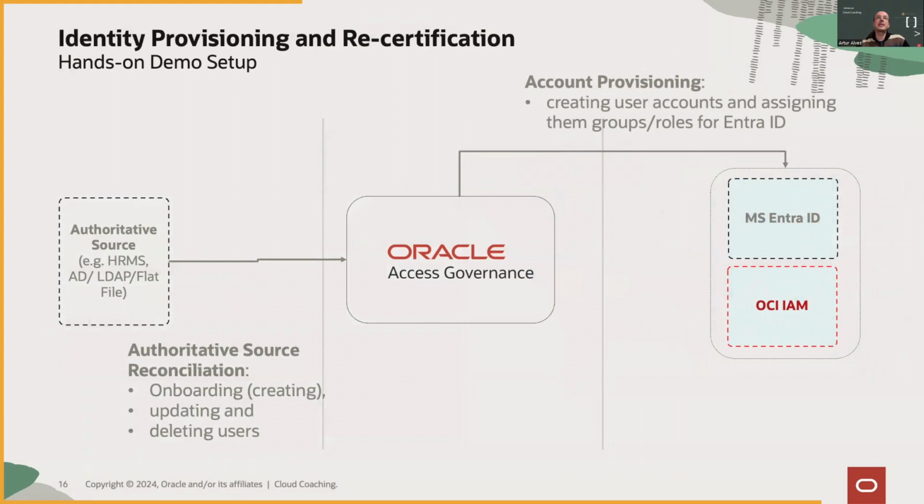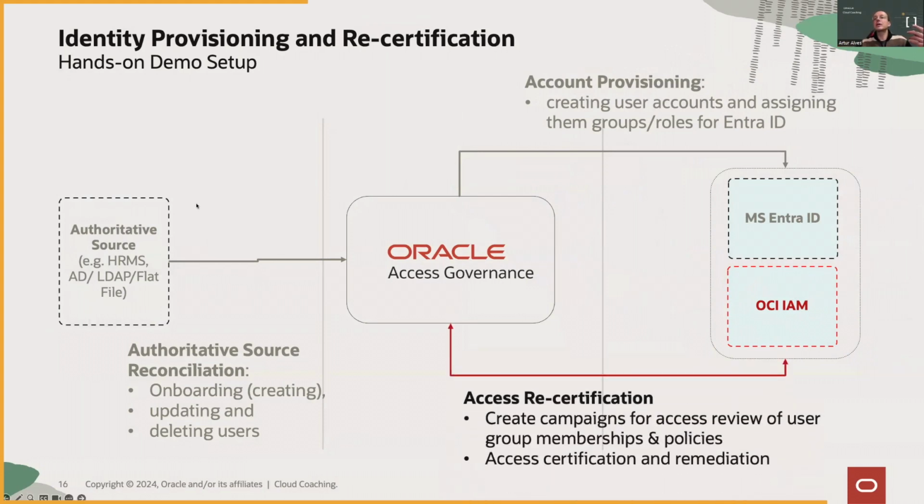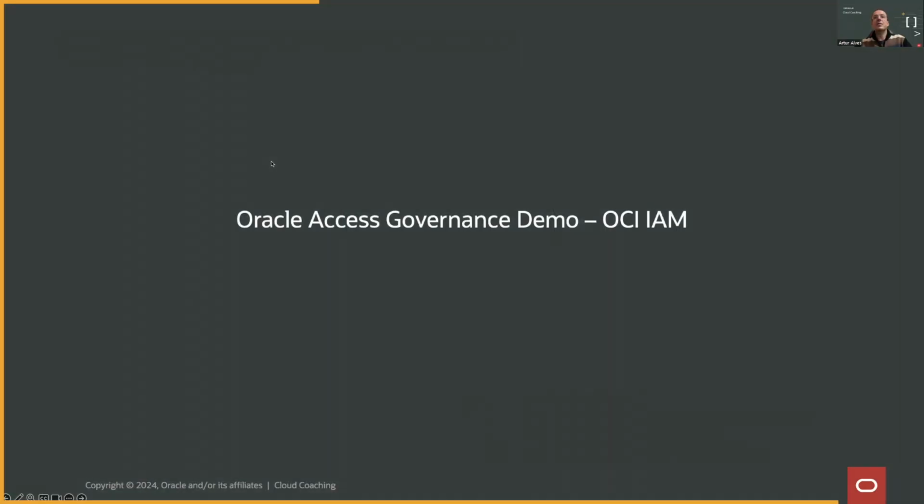So about the demo that I have prepared. Very similarly to what Sandeep has shown, I'd like to show some details on how it works with OCI. The idea is to show you access recertification on OCI, so that you can create an access review campaign, inspect the user group memberships and policy details, do some remediation actions on top of that, and see the end result back on OCI. This is what I have prepared for you. Let me stop the slideware.